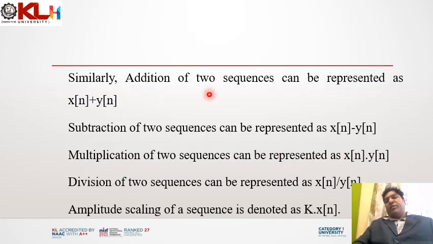Now, similarly, addition of the sequences can be represented as x of n plus y of n. Subtraction of two sequences can be represented as x of n minus y of n. Multiplication of two sequences can be represented as x of n dot y of n. And similarly, the division can be represented as x of n by y of n. And the amplitude scaling can be denoted by k into x of n.